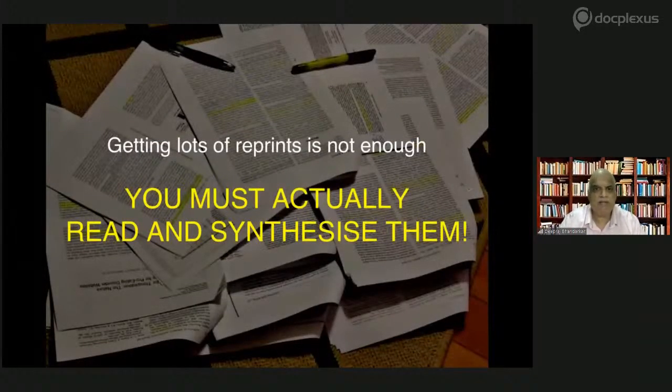I'm going to briefly talk, I've just got one slide. Dr. Sandeep emphasized on this: getting lots of reprints and keeping them in a folder is never enough. You actually have to read them and synthesize or assimilate them.